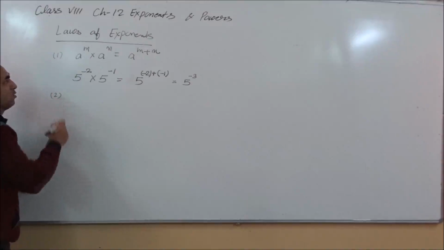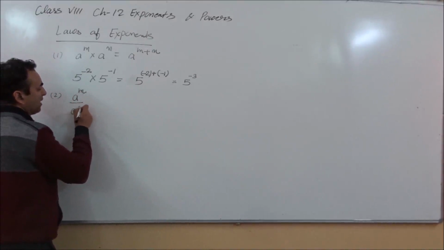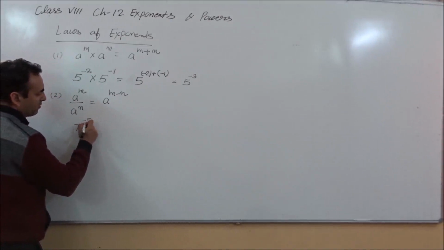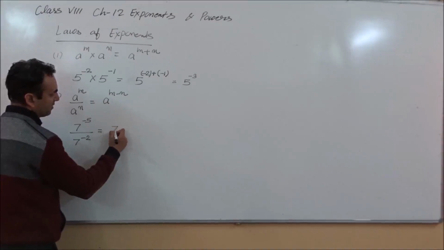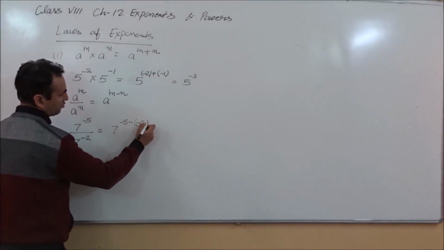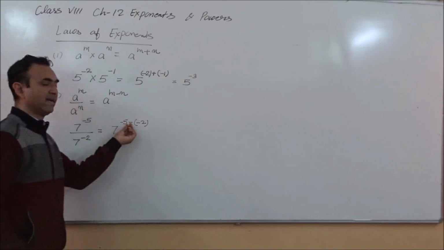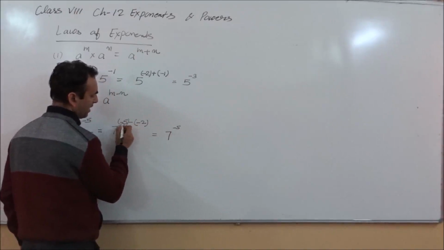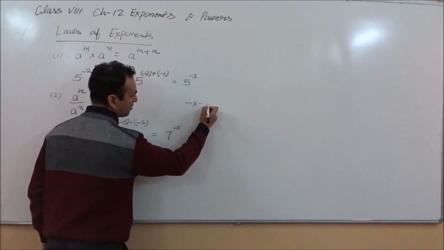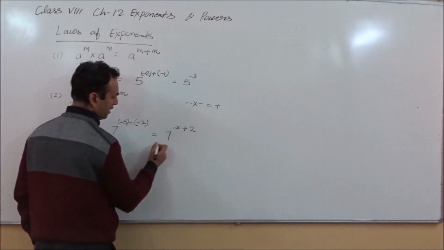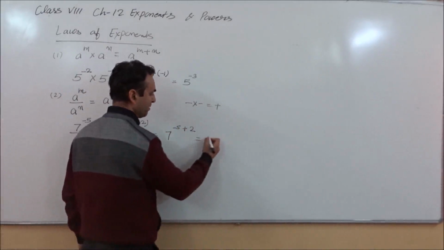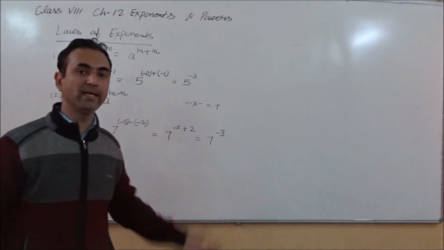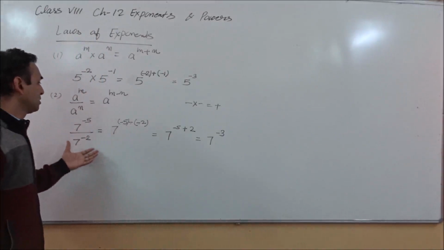Now the second law: a raised to m upon a raised to n is equal to a raised to m minus n. How do we use it? Suppose 7 raised to minus 5 upon 7 raised to minus 2. You can write 7 raised to minus 5 minus of minus 2. Whatever exponent is in the denominator, you just subtract from the upper exponent. Minus into minus is plus, so it will be plus 2, and now the signs are opposite, so we subtract: 7 raised to minus 5 plus 2, which is minus 3. In this manner you can use the laws of exponents to solve calculations related to negative exponents.